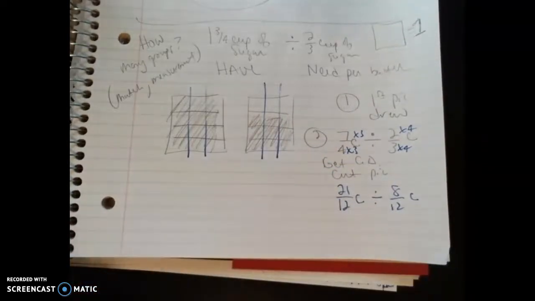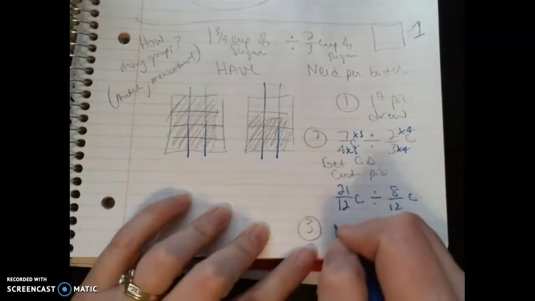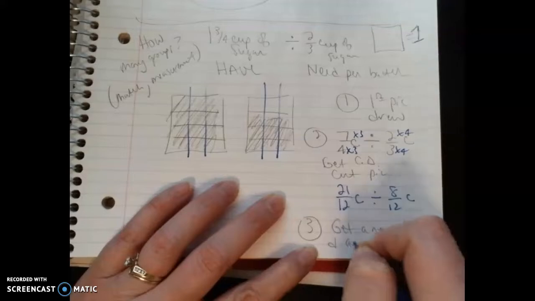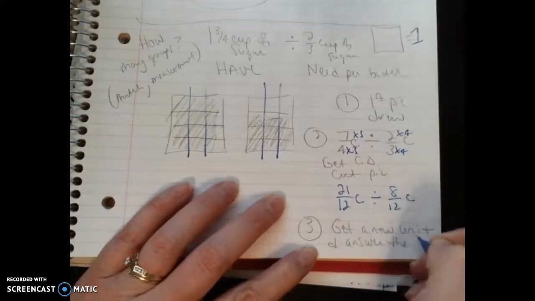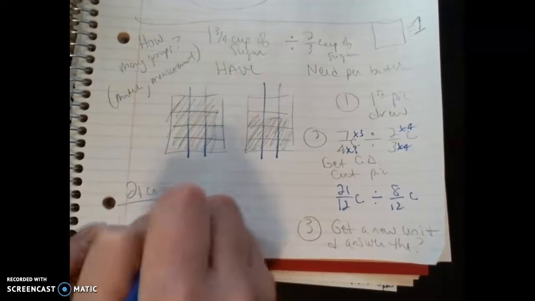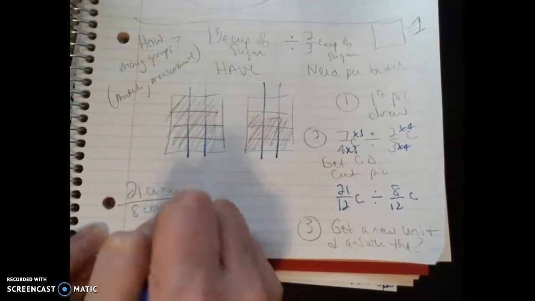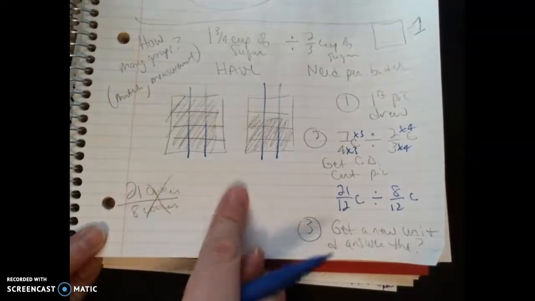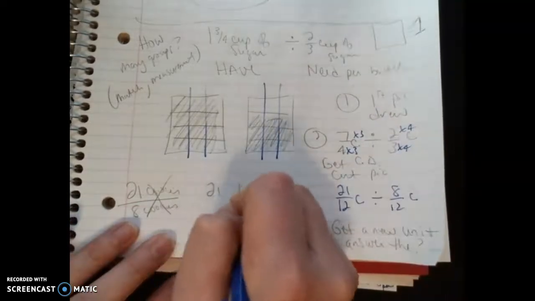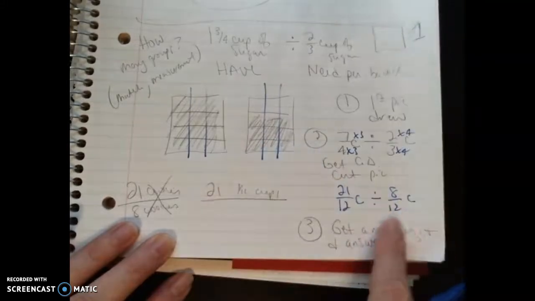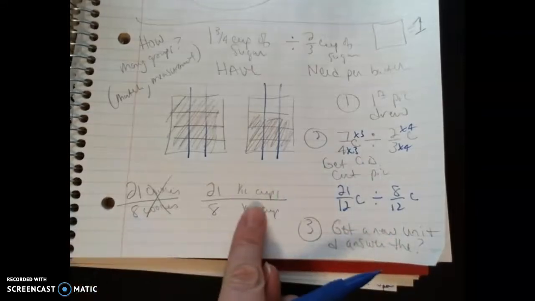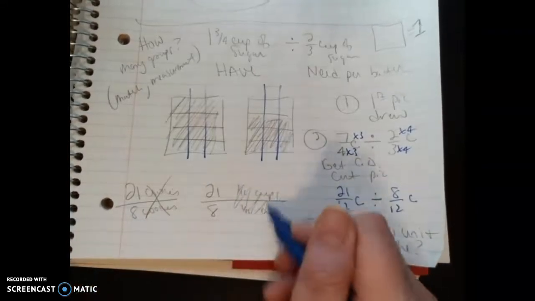All right, so step number 3 is we're going to get a new unit and answer the question. So notice that if I have, say, 21 cookies divided by 8 cookies, my units cancel and I get so many groups out of it. So here it's like we have 21 1/12 cups of sugar divided by 8 1/12 cups of sugar. And so the fact that these are 12ths doesn't really matter. They're the same unit. So it's kind of like scoops.